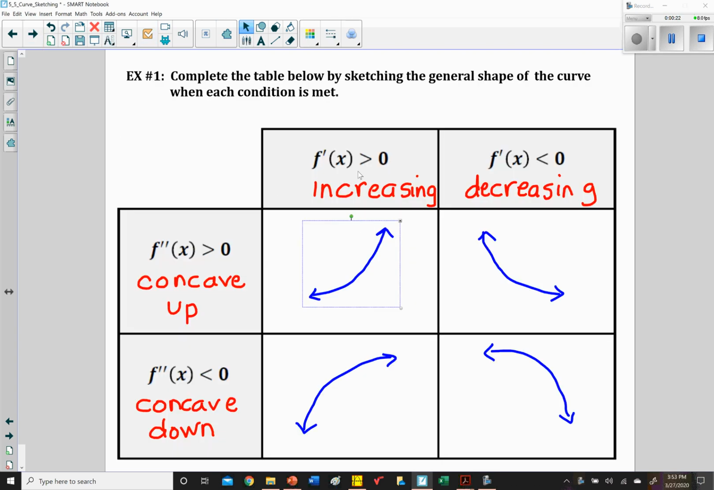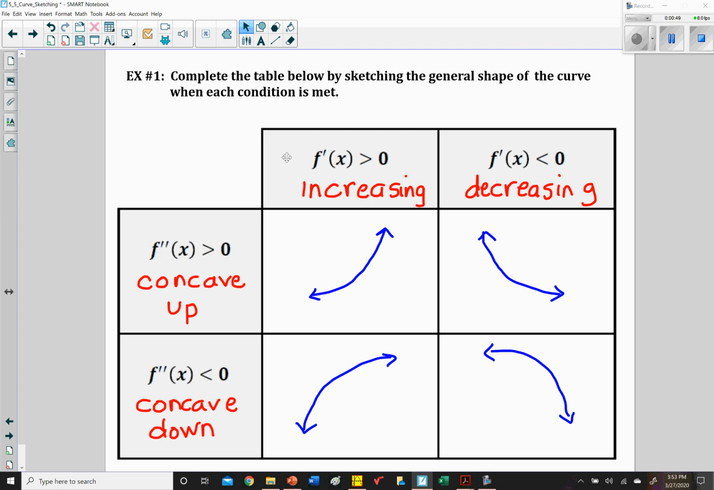In this table, if you think about the language that goes symbolically, f prime of x greater than 0 means the derivative is increasing, or less than 0, the derivative is decreasing. So when the first derivative increases and the second derivative is positive, our function graph is concave up and increasing. It would look like that.